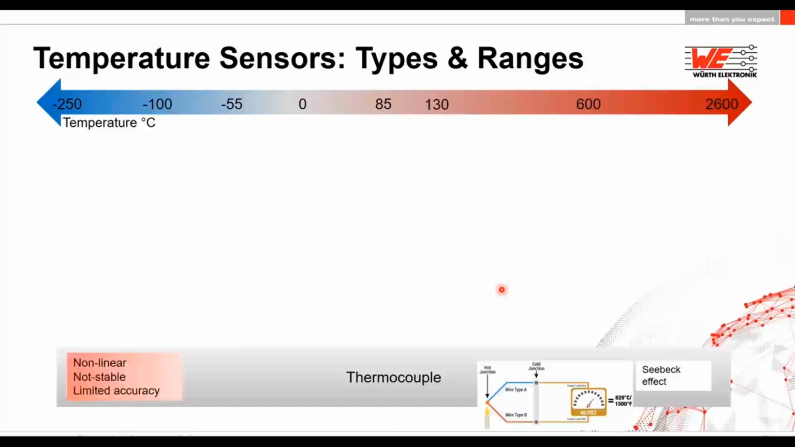On the other hand, these kinds of sensors are highly nonlinear. Also, they are not stable and the accuracy is not so good. But the fact is that they can be used over a wide range of temperature.